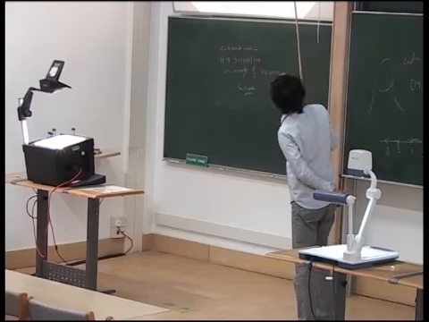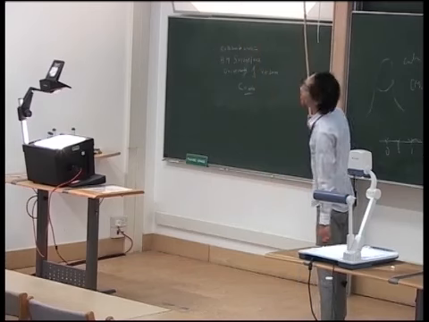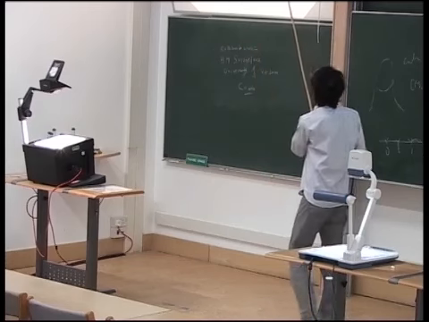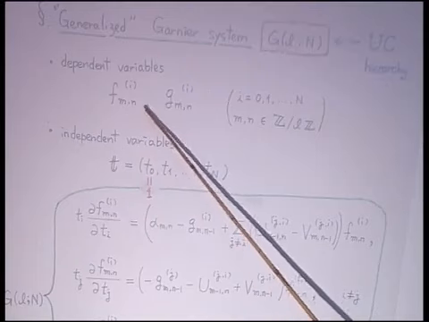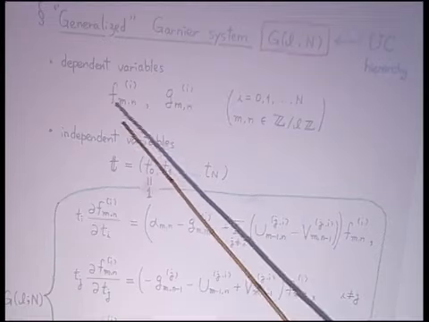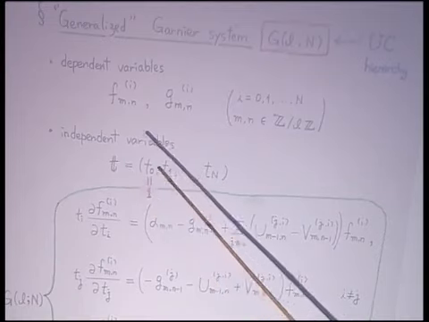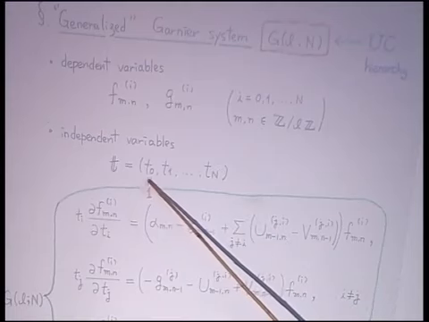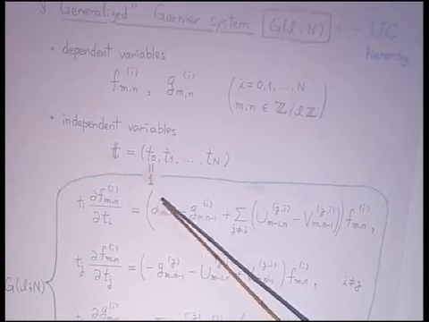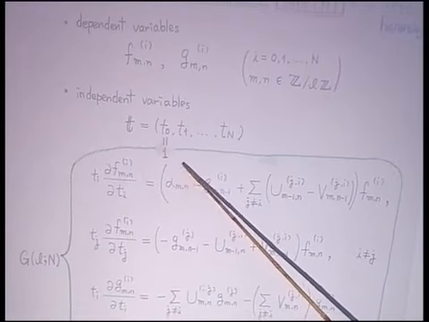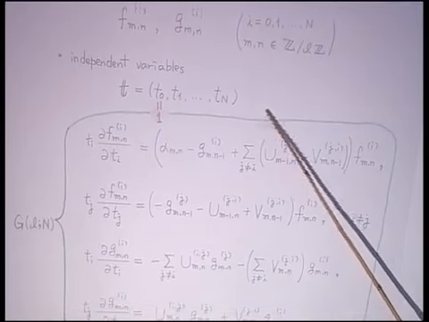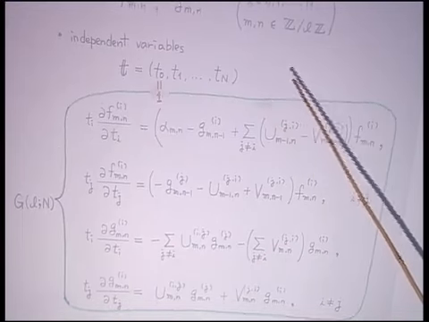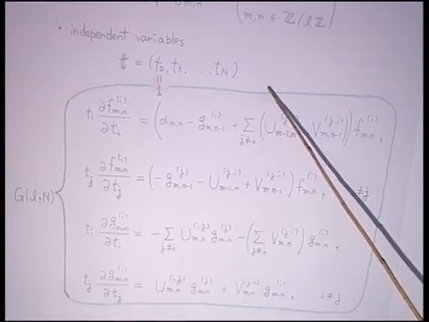So as an introduction, I'd like to promote this new kind of Painlevé type equation, which I call generalized Garnier system, G of L n. Here, f and g are dependent variables and t is independent variables. Here you can see t0 to tn, but without loss of generality, we can fix t0 equals 1. So it's essentially a partial differential equation in n variables.